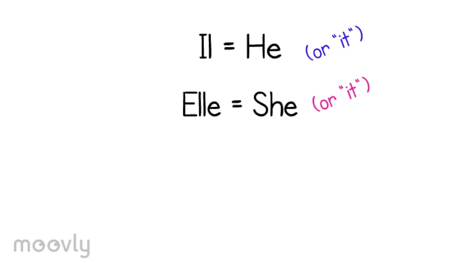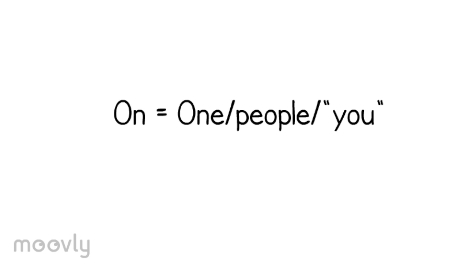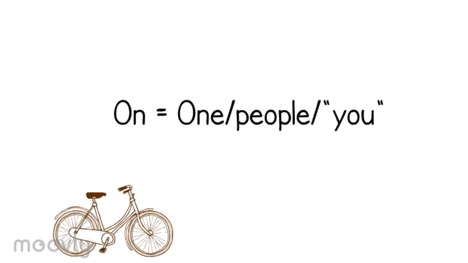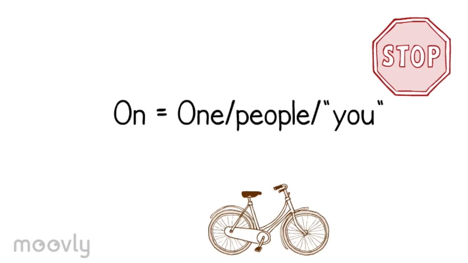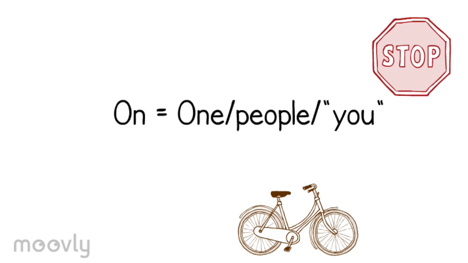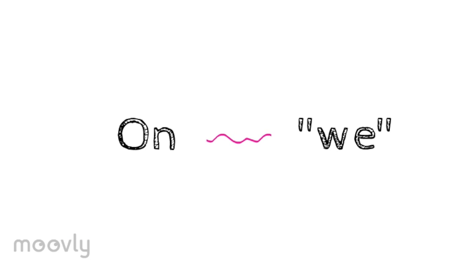On is different. Notice, it's not pronounced like the English on, it's on. It roughly translates to one, or people in general. For instance, one needs to have balance to ride a bicycle, or people should always stop at stop signs. Strangely, on can also mean we. Although this is pretty informal, it's extremely common.